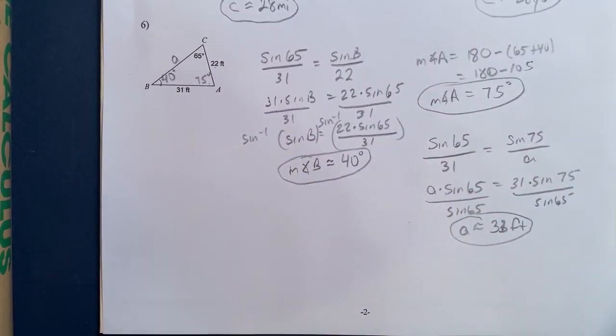So again, you're going to find three things for every triangle. We did examples of everything that you'll have to look at. So good luck.